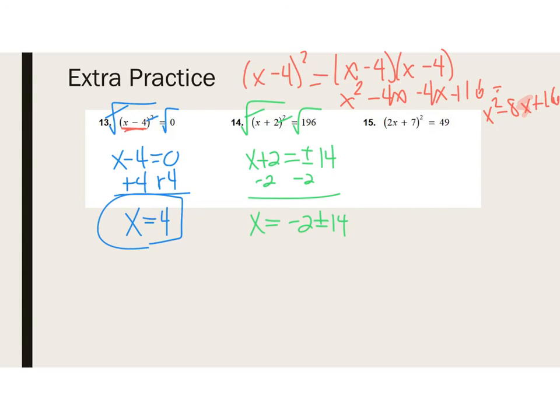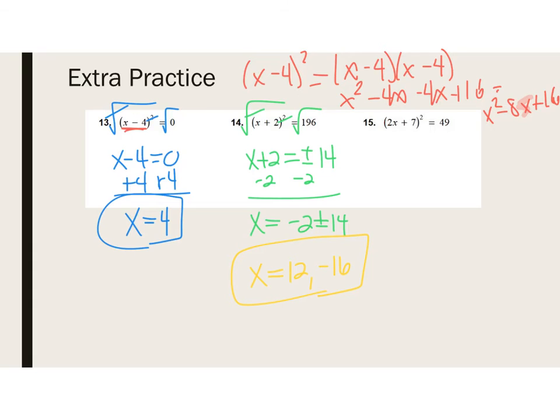So then you're going to go one step further. You're going to go -2 plus 14, and you're going to go -2 minus 14. So what's -2 plus 14? It's 12. And -2 minus 14 is -16. And there's your two answers. Notice there's not a plus or minus in your answer. That's okay, but you went through that math, and those are your two answers.